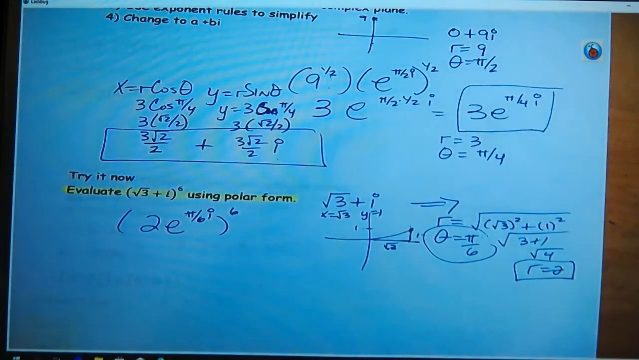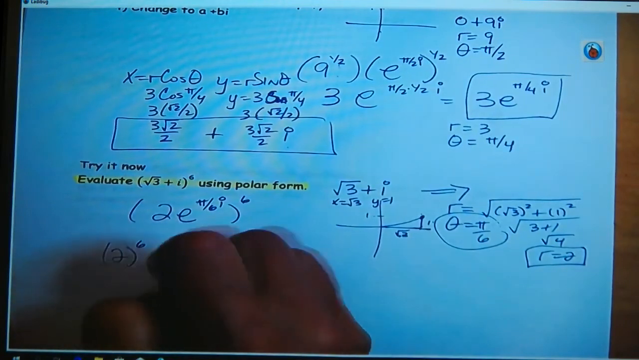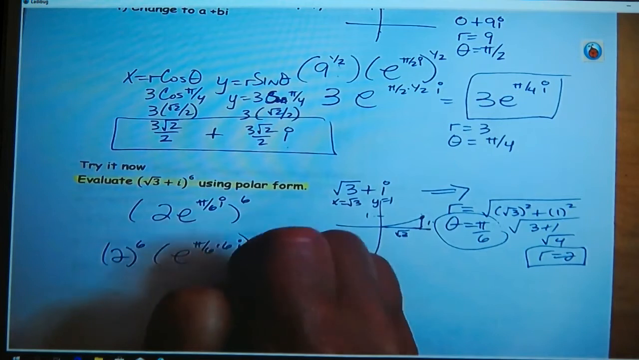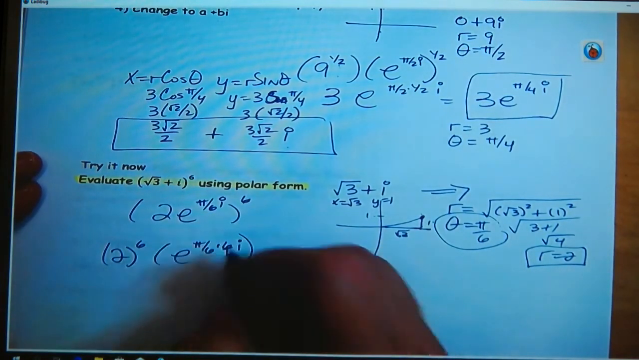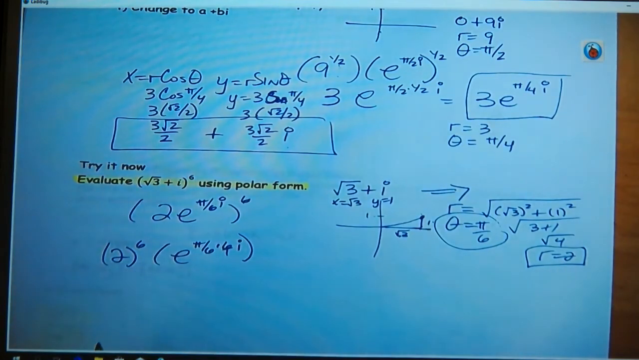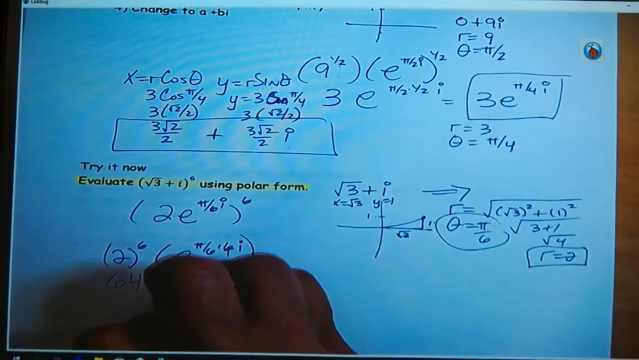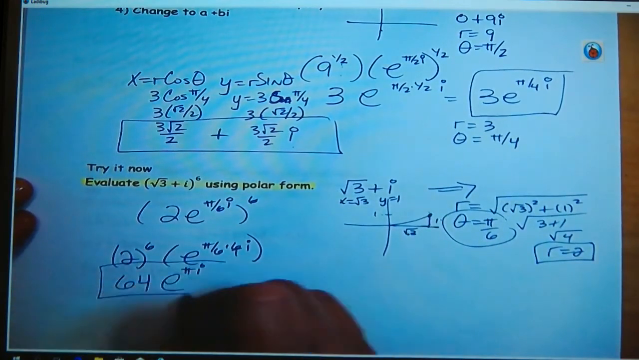Then I take it to the 6th power, so that's 2 to the 6th, e to the pi over 6 times 6, because we're multiplying those, and that's 6 over 1, so that's going to cancel. So we get 2 to the 6 is 2, 4, 8, 16, 32, looks like 64, e to the pi i. All right, now that's one answer.